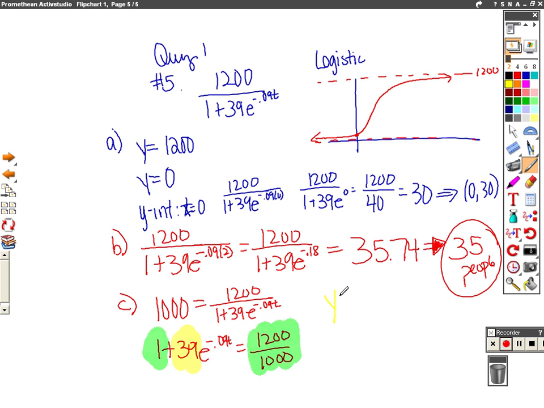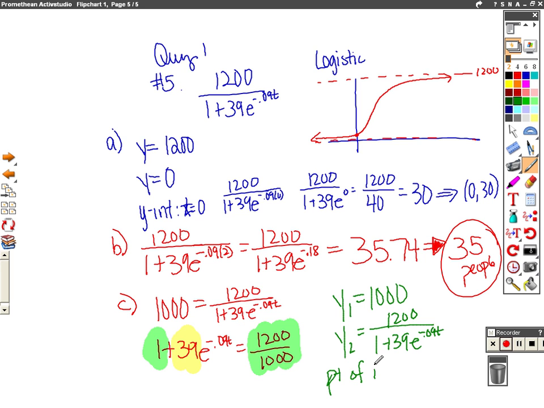So, for me, it would be enough work if you told me y1, I'm going to put in 1,000, and in y2, I'm going to put in my equation. Make sure that you put this in your calculator correctly, ladies and gentlemen, or you're not going to get the answer. And then you want to tell me that you found the point of intersection. And you get 58.589 days.